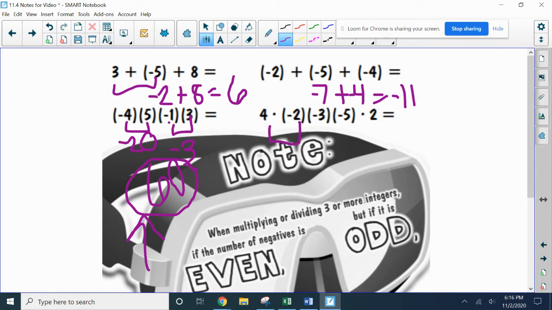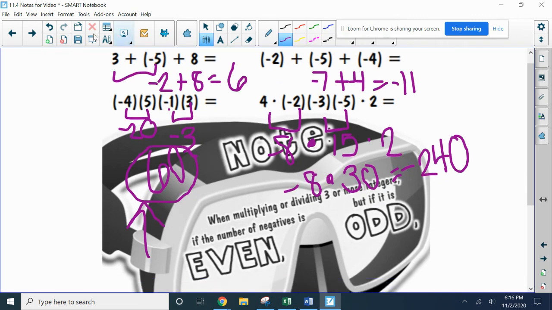4 times negative 2 gives me 8. Positive and negative give me a negative. 3 times negative 5. 3 times 5 is 15. Both of them negative, so it's going to become a positive times 2. Well, 15 times 2 is 30. And then negative 8 times 30. Well, 8 times 3 is 24. Throw a 0 at the end. Positive, negative. So we have 1, 2, 3 negatives in this one. We ended with a negative.